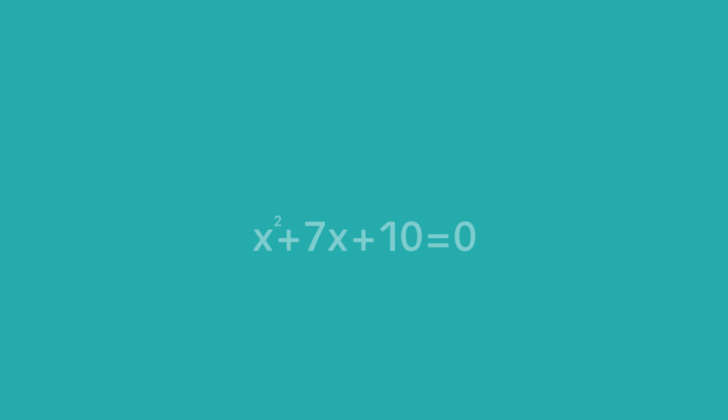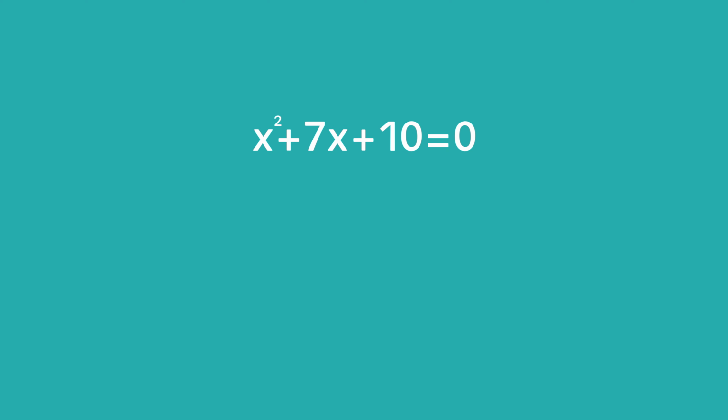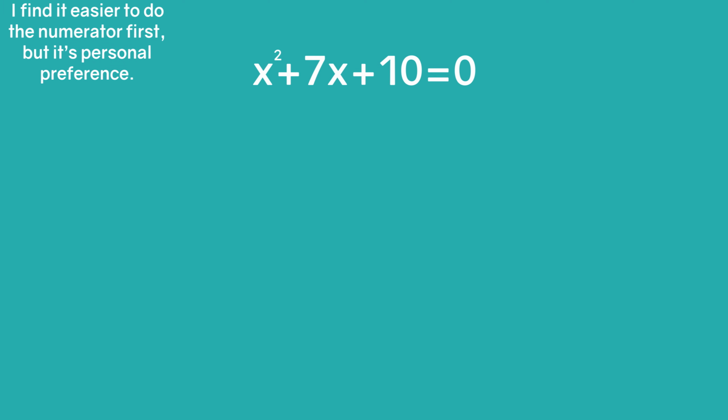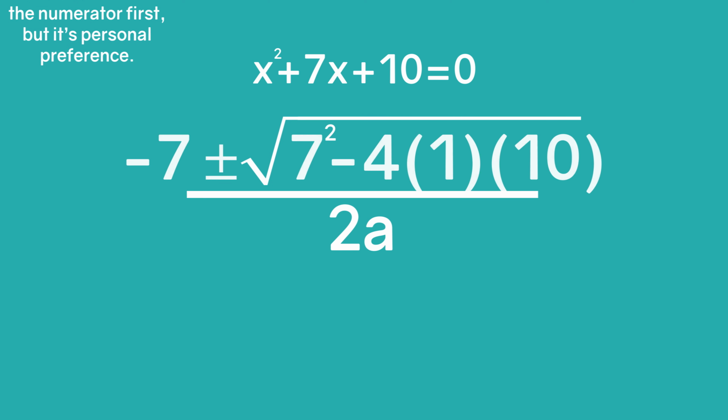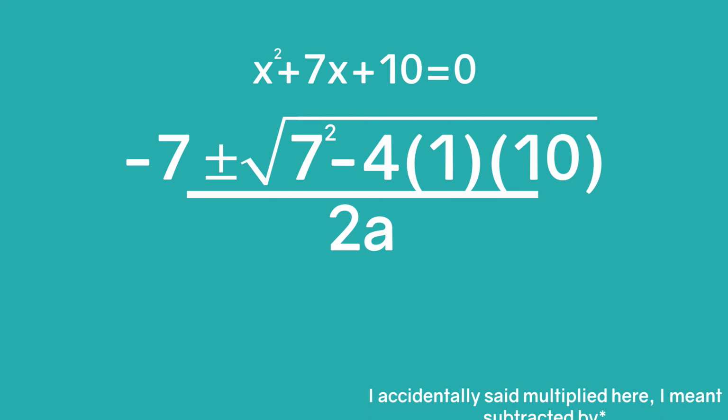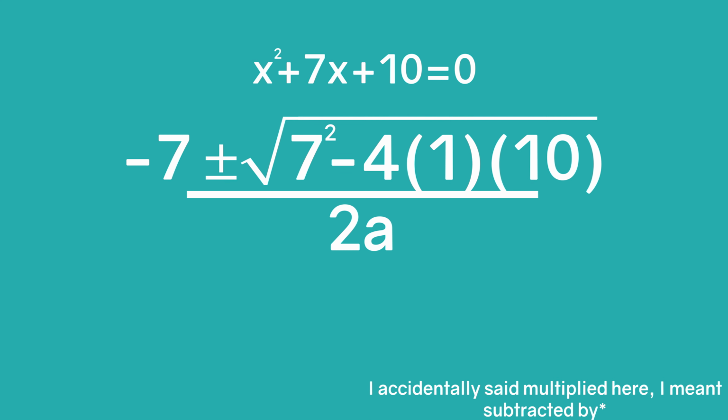Say you have x squared plus 7x plus 10. A is the coefficient of x squared, which is just 1. B is the coefficient of x, which is 7. And c is the one number without x in it at all, which is 10. If you want, we can do the numerator first. Minus b is just minus 7. Inside the square root, you have 7 squared multiplied by negative 4 multiplied by 1 multiplied by 10.